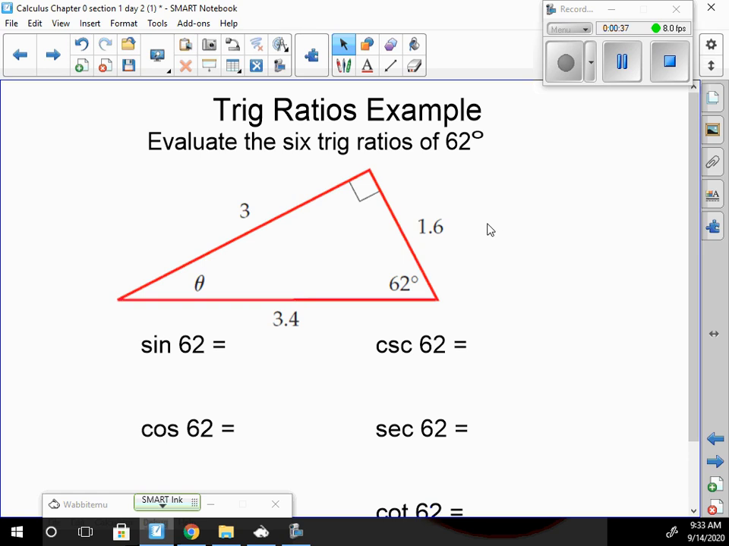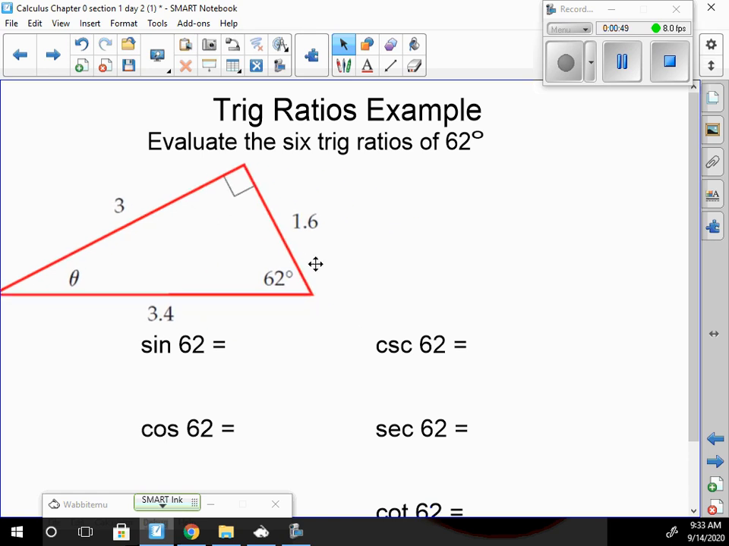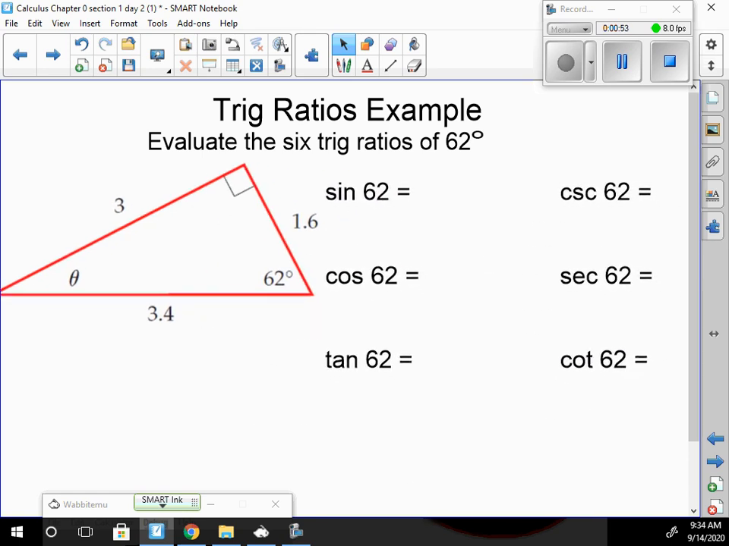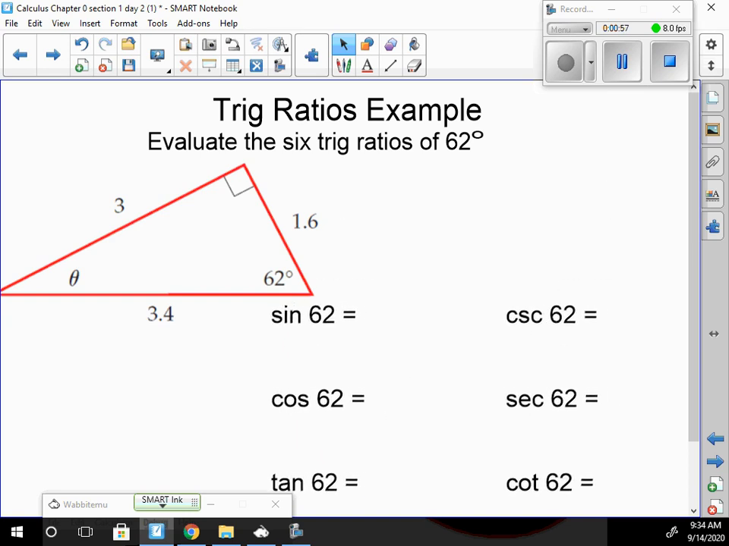Okay, so last time we saw this triangle, we found the sine of theta and our 6 trig functions that dealt with theta. Today we're going to switch it up and we are going to try to find those 6 trig functions, but not of theta, of 62. It's not going to give me enough room.